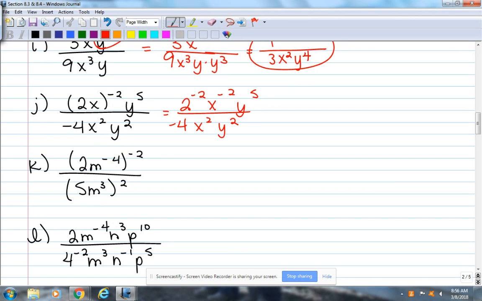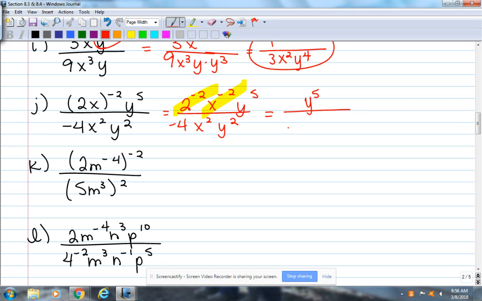And then what do we look at after we take care of our parentheses? Negative exponents. Do we have anything with negative exponents? The 2 and the x on top, right? So those get to move to the bottom. Everything else will stay on the same side of the fraction it's already on. So on the numerator, all I'll have is y to the 5th, right?